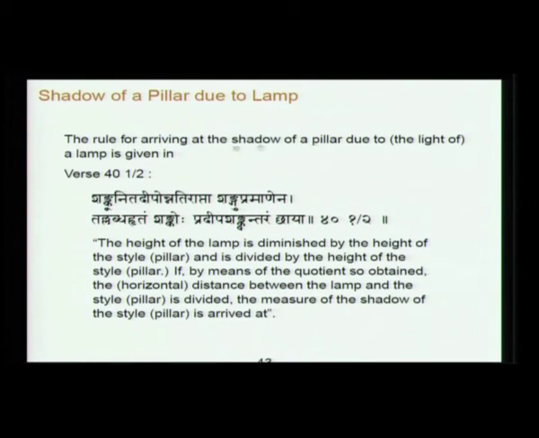Similarly, the rule for arriving at the shadow of a pillar due to the light of the lamp is given: the height of the lamp diminished by the height of the pillar is divided by the height of the style. By means of the quotient so obtained, the horizontal distance between the lamp and the style pillar is divided, and the measure of the shadow of the style is arrived at.